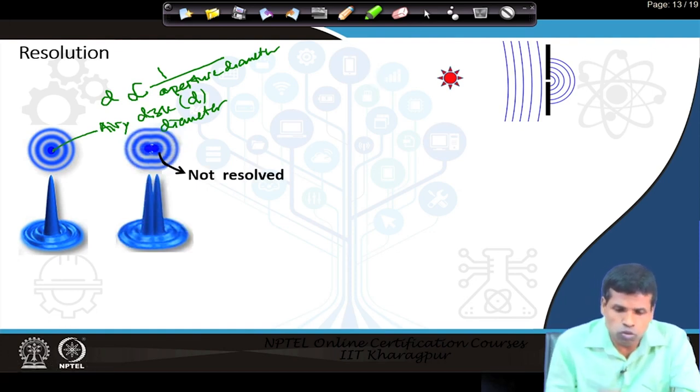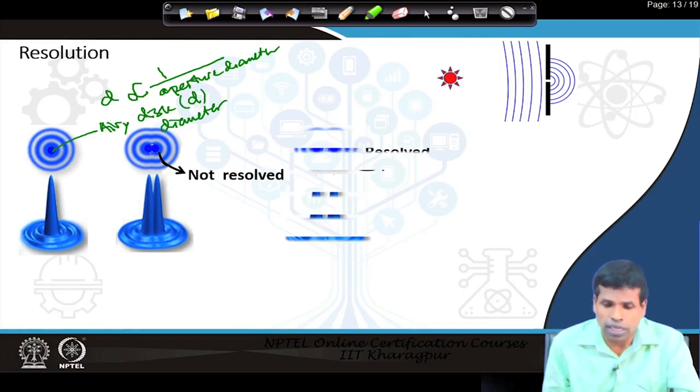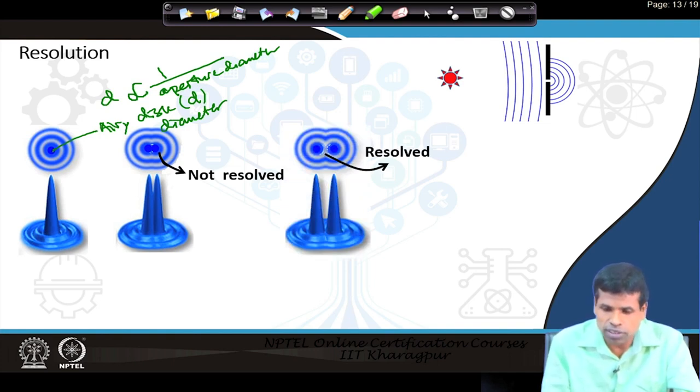Now, if there are two spots or two apertures or maybe two objects from where diffraction occurs, if they are too close to each other, then they will not be resolved. They are almost overlapping on each other. And if these two spots are a little away from each other, this is the resolved condition at which they are not overlapping each other.